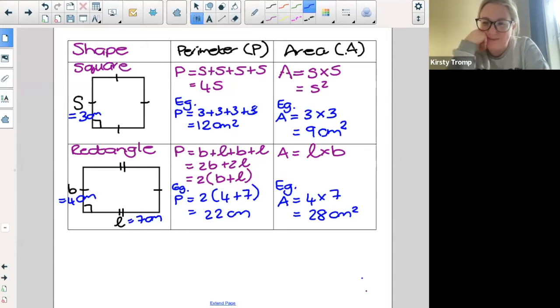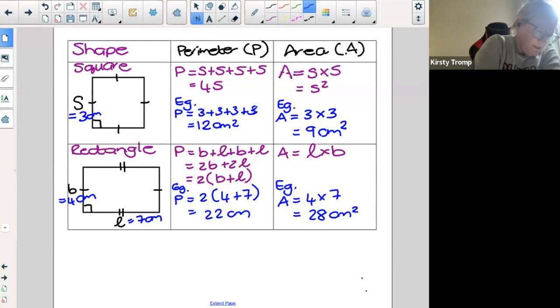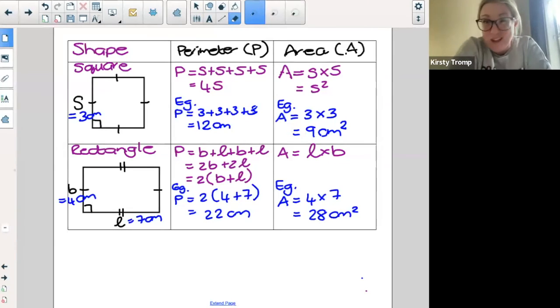What's your question? You see, at the top where you said 3 plus 3 plus 3 plus 3 equals 120. Oh, at the top, I made a mistake. It needs to be 12 centimeters. Whoopsie, not squared. 12 centimeters. Apologies. Thank you so much.